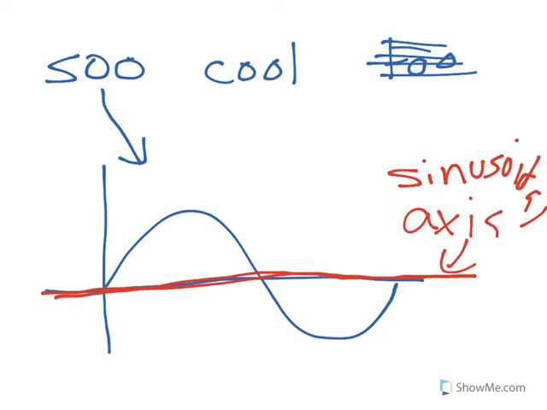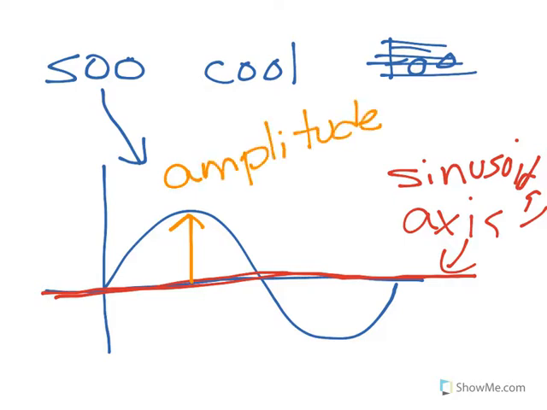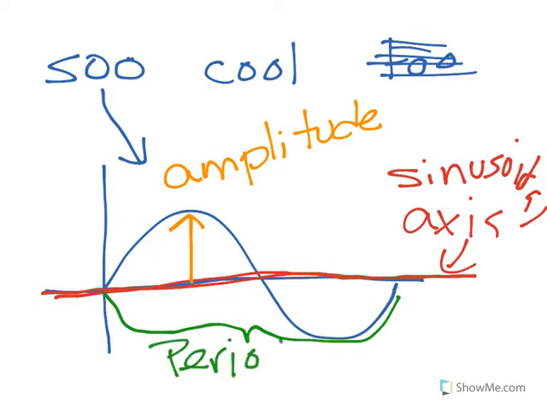The next feature we're going to talk about is the amplitude. We talked about that a little today. That's the distance from the middle all the way up to the top. The third feature we're going to talk about is what we call the period. The period is how long it takes for one cycle of the graph to complete itself. On a regular sine graph, let's use a different color, that one cycle takes 360 degrees to complete.